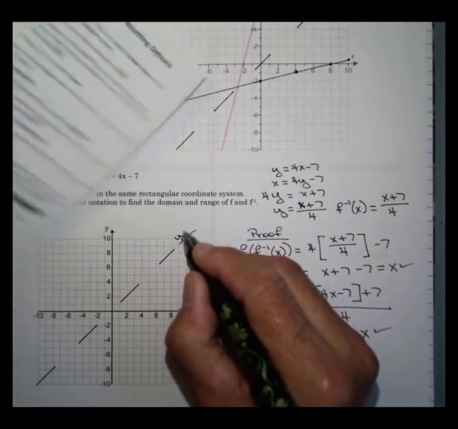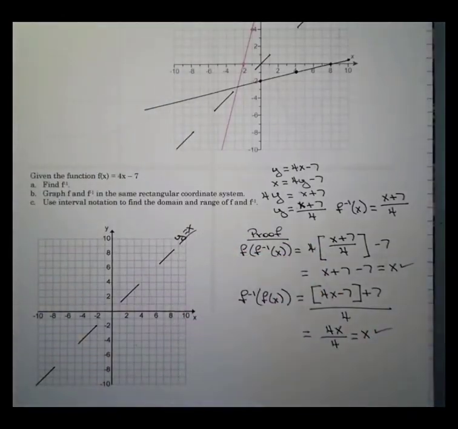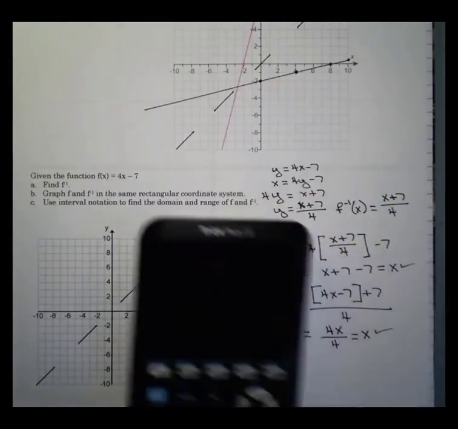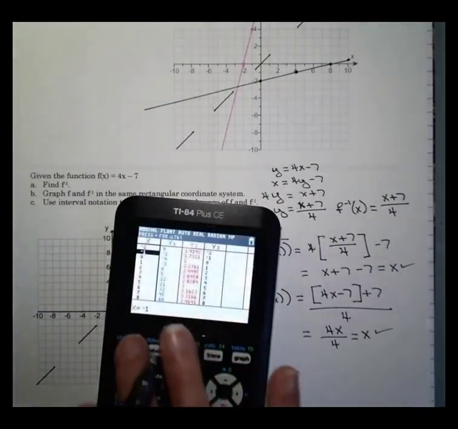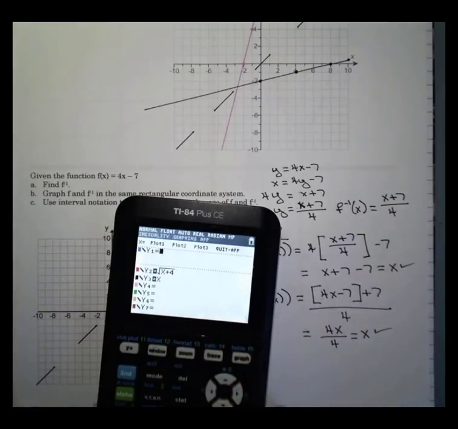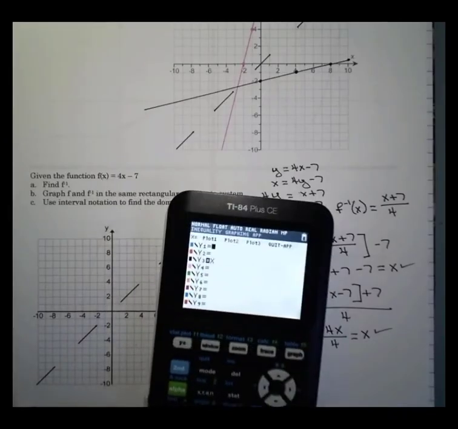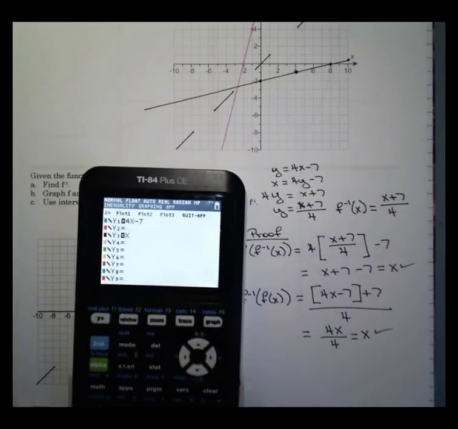And that, of course, is y is equal to x. And then let's take our graphing calculator and go ahead and enter these two functions. I haven't cleared these yet, so I'm going to go down and clear them. And then I'll go back to the first one, and I want to say 4 times x minus 7.